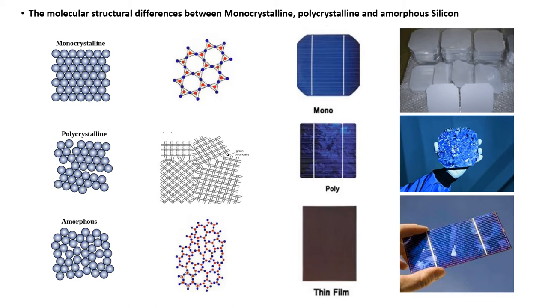The third type of silicon is amorphous, where all the atoms are scattered in random disorder. The pictures on the right-hand side show the texture of the material.